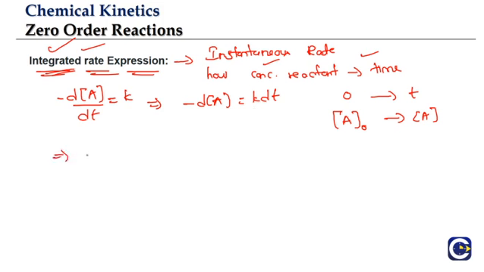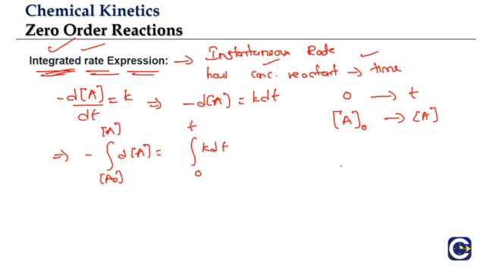So what we have is there is a minus. Initial limit for the concentration is A naught, final limit is A. Integral dA will be equal to integration, time will be 0 to t, k dt.